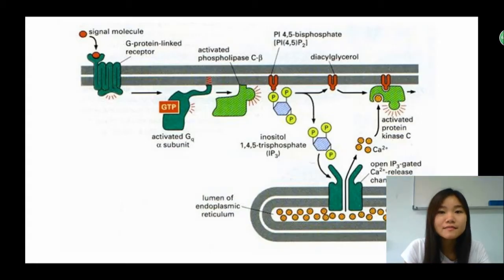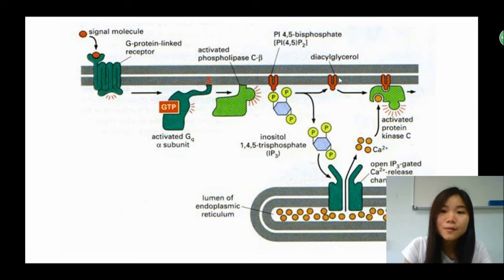So now we are going to discuss the second messenger system that involves phospholipase C, diacylglycerol, and inositol triphosphate. The phospholipase C is a membrane-bound enzyme, and the PIP2, which is phosphatidylinositol bisphosphate, is a phospholipid component of the cell membrane. When the signal protein binds to the G protein-linked receptor, it will activate the G protein, which is followed by the activation of the phospholipase C enzyme. The phospholipase C enzyme will then hydrolyze the PIP2 into diacylglycerol, DAG, and inositol triphosphate, IP3.